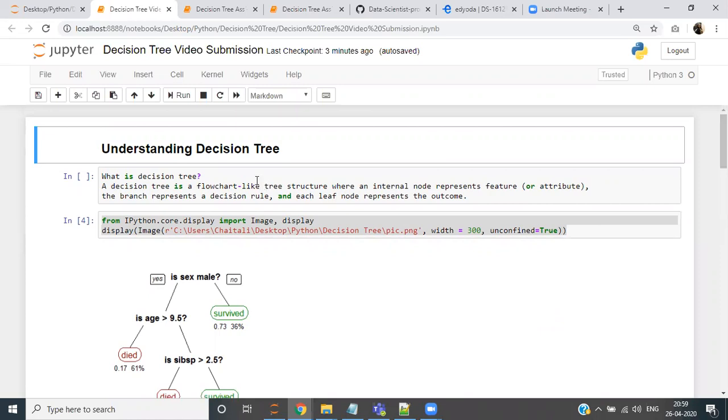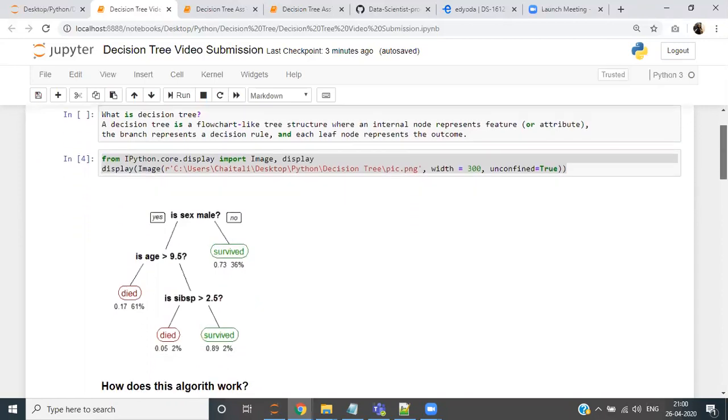So, first of all, what is a decision tree? A decision tree is a flowchart-like tree structure where an internal node represents a feature or attribute, and the branch shows a decision. The leaf shows the outcome. So, basically, it's an algorithm which has a representation like this.